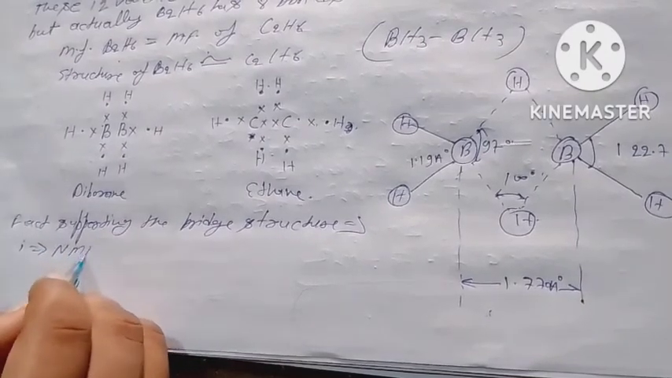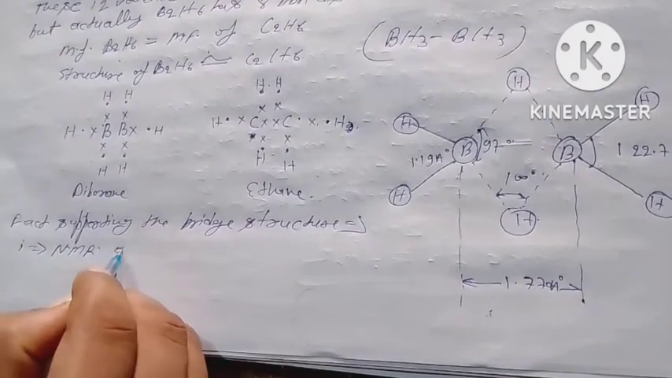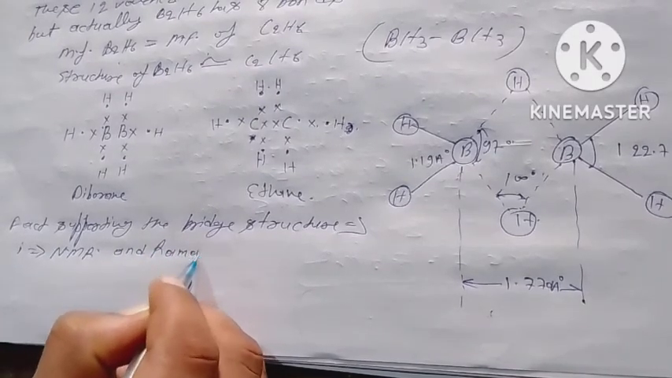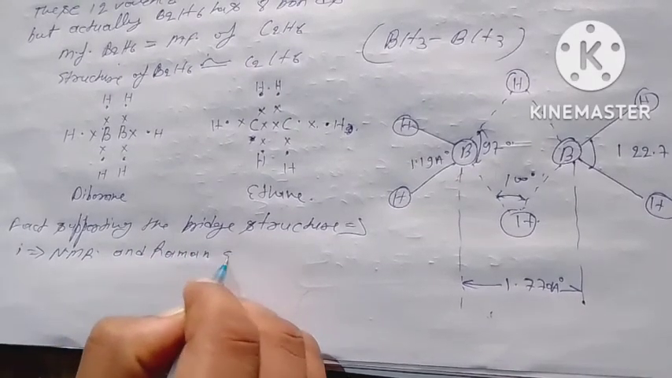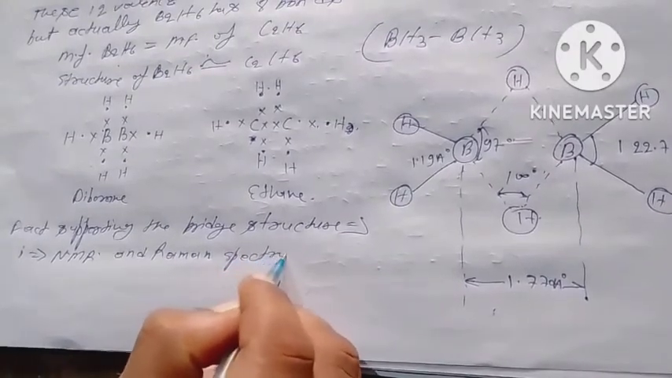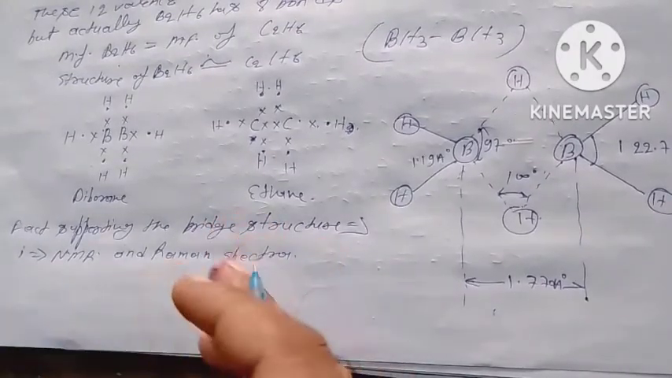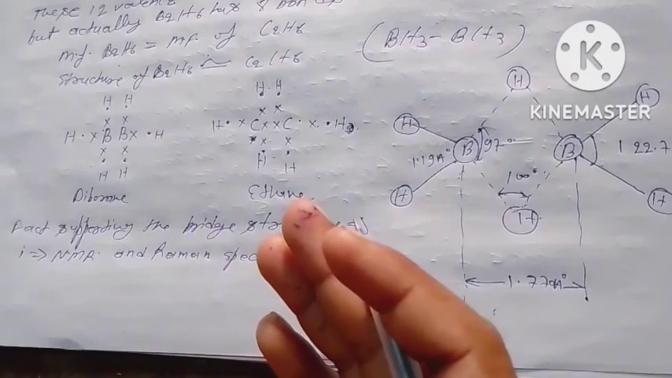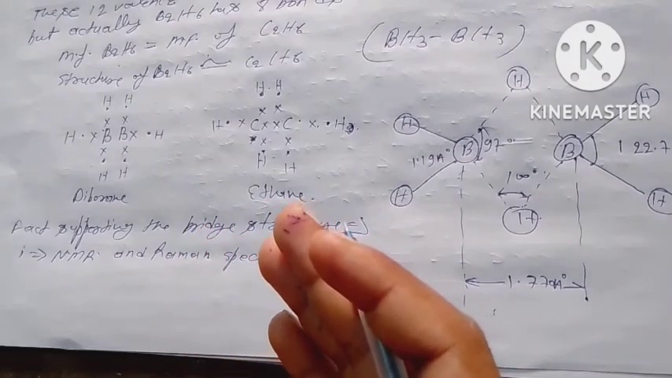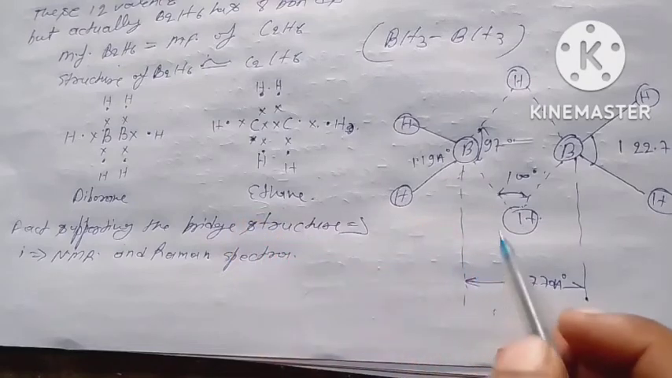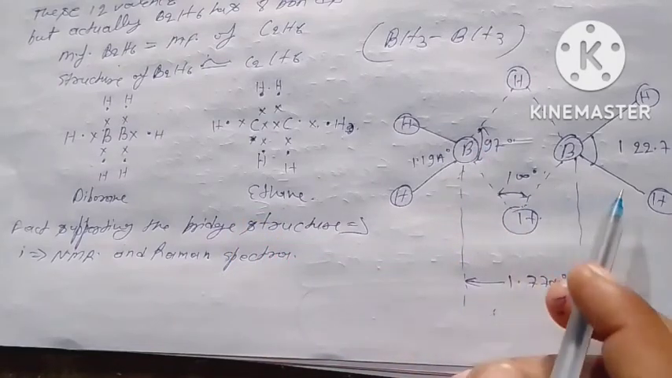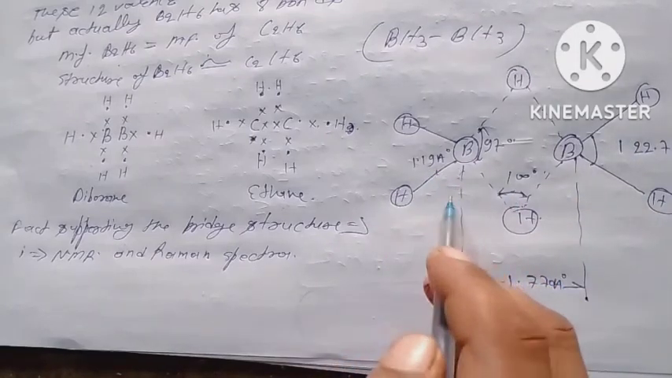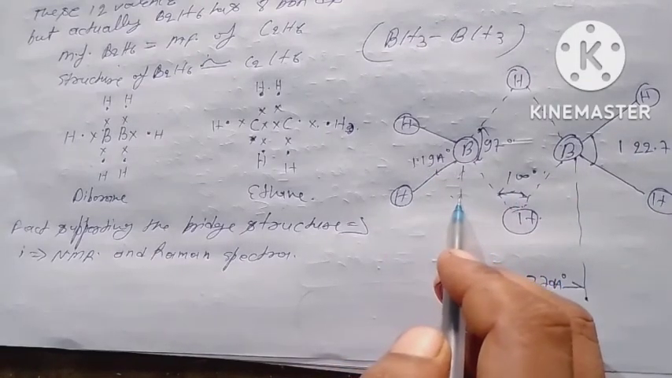NMR and Raman spectra have shown that 4 hydrogen atoms are of one type, while the remaining 2 hydrogen atoms are of a different type.